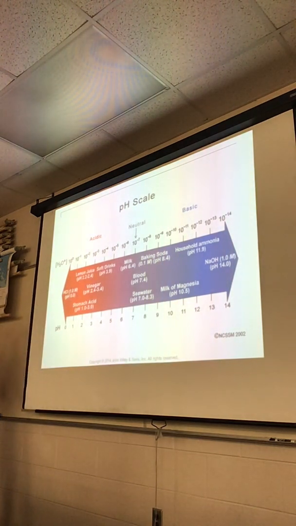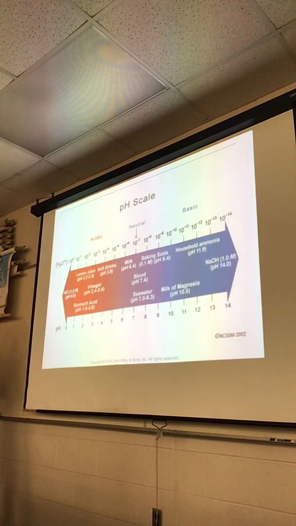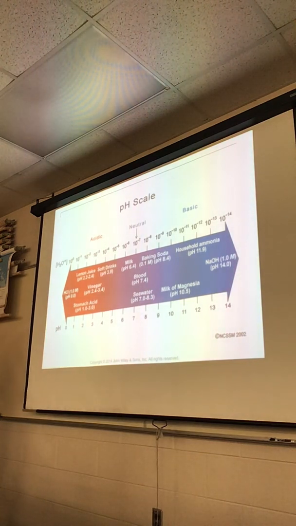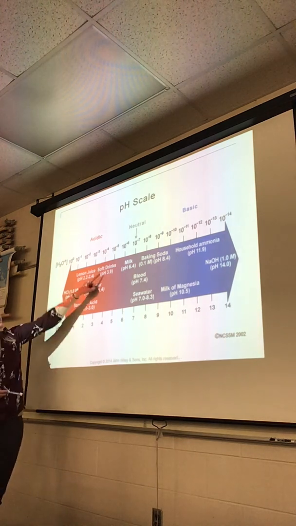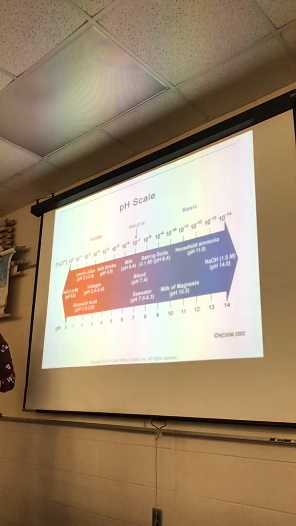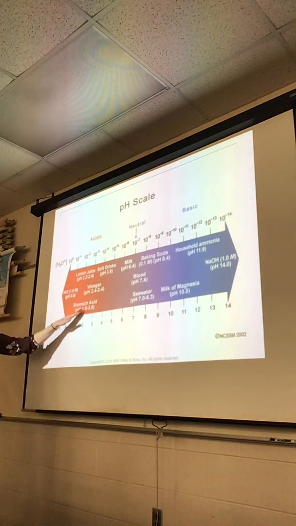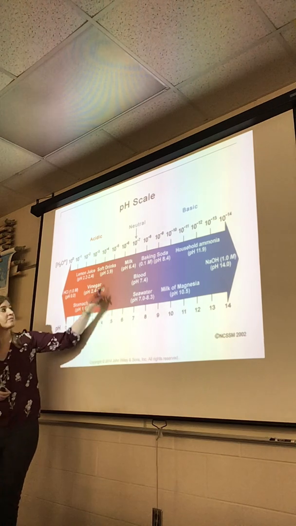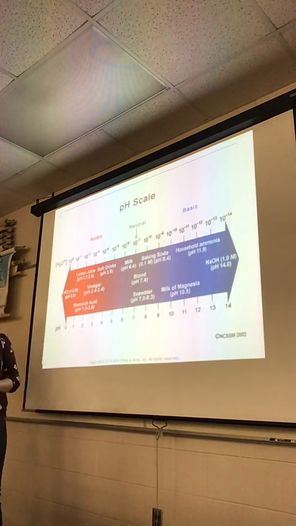Lemon juice 2.2 to 2.4. Is that a strong acid or a weak acid? Very strong. Sometimes people can spray lemon juice in their hair and like it, but it can actually be damaging, right? Because it is very acidic. Soft drinks 3.9. It's not as acidic as stomach acid, but it's still fairly acidic, right? So it's not close to water. Quite a bit of acid.